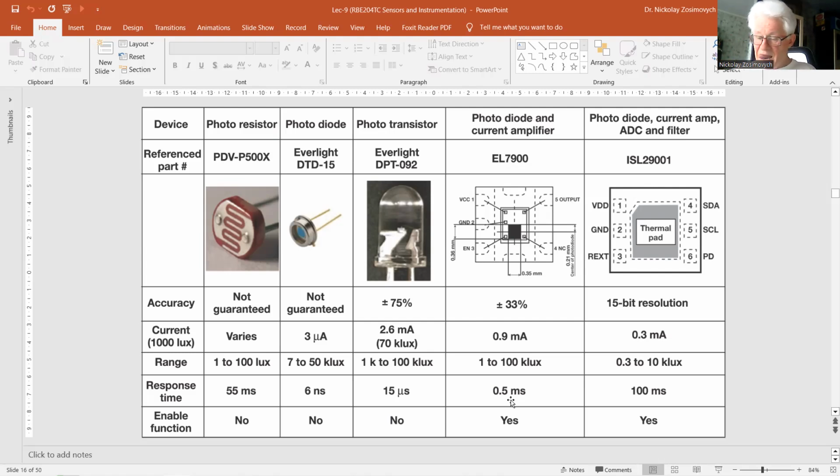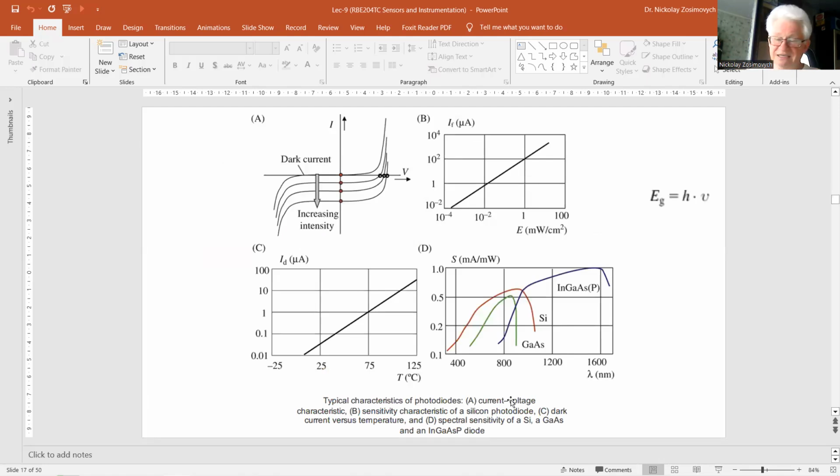Okay? And now, figures A, B, C and D, all four figures, show typical characteristics of a photodiode: voltage-current characteristics, sensitivity and temperature characteristics, and the spectral sensitivity. The direction sensitivity is given in a similar way as with emitters. Half angles range from 10 to 60 degrees, depending on the presence of a built-in lens.